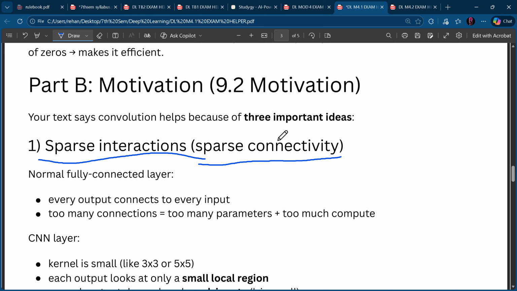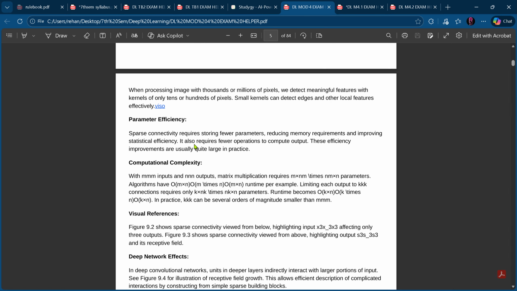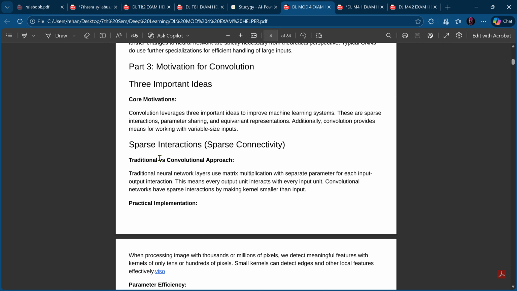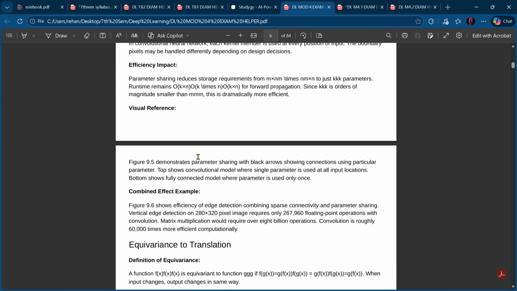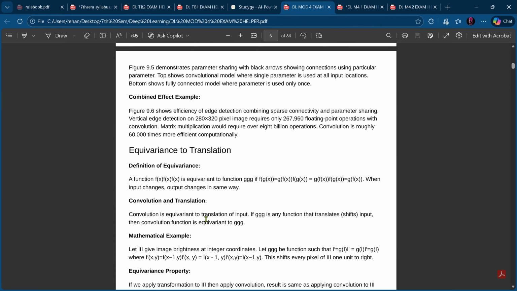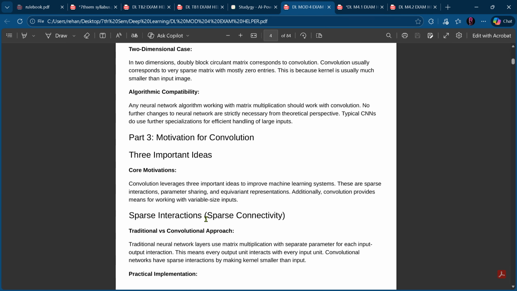Okay, everyone, we'll move to motivation, which I felt was way easier than the other topic in this module. Motivation talks about three things. The convolution helps because of three ideas. To deal with convolution, we need three things: sparse interaction, parameter sharing, and equivariance to translation. So it's a very simple thing.